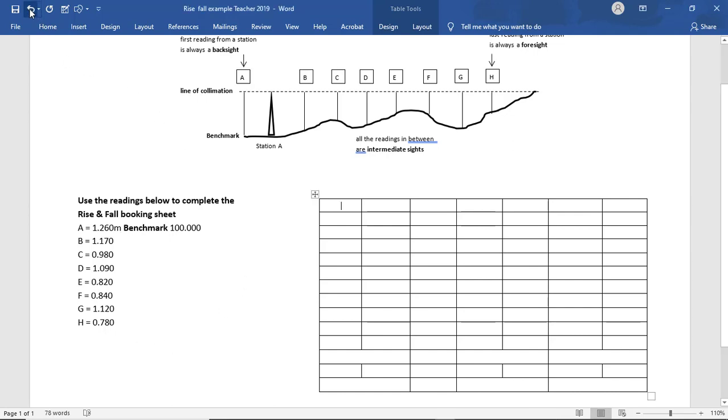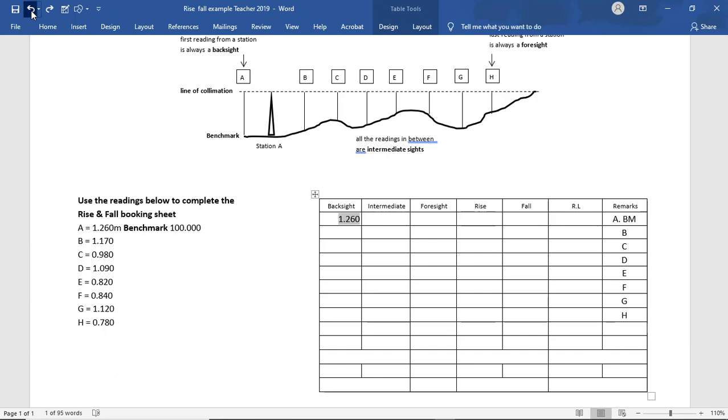Then we've got to set up our sheet, which is backsight, intermediate sight, foresight, rise, fall, RLs and remarks. Then we're going to record where the readings were taken from, and we've got our A, B, C, Ds across here, and they match going down this column here. Then we have to put our readings that we've taken into the appropriate column, and the first reading is always the backsight, so that's 1260.